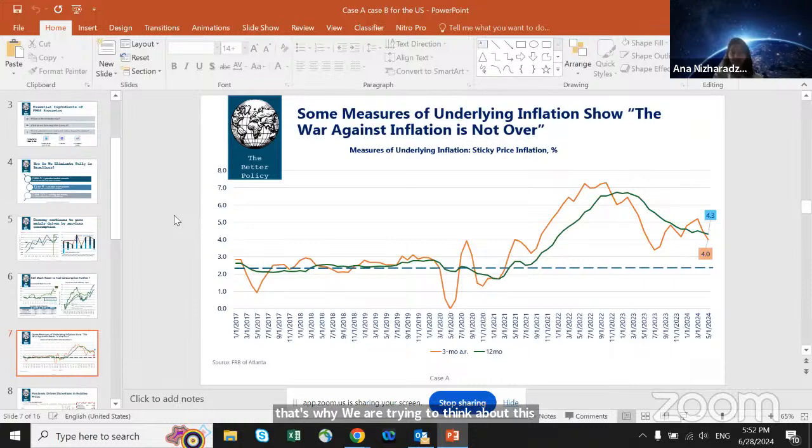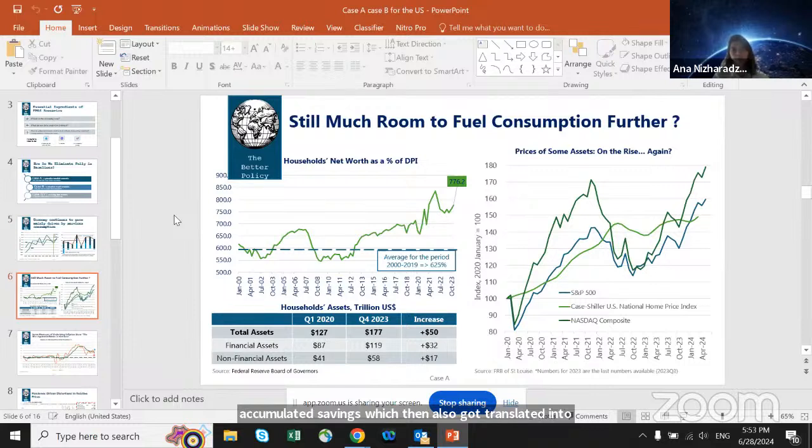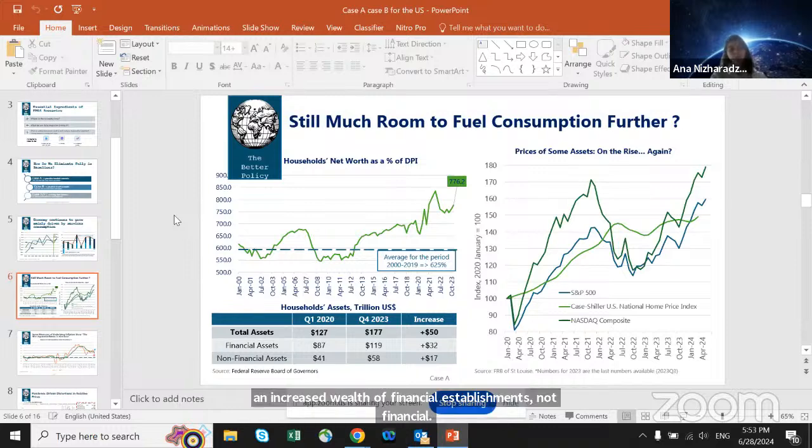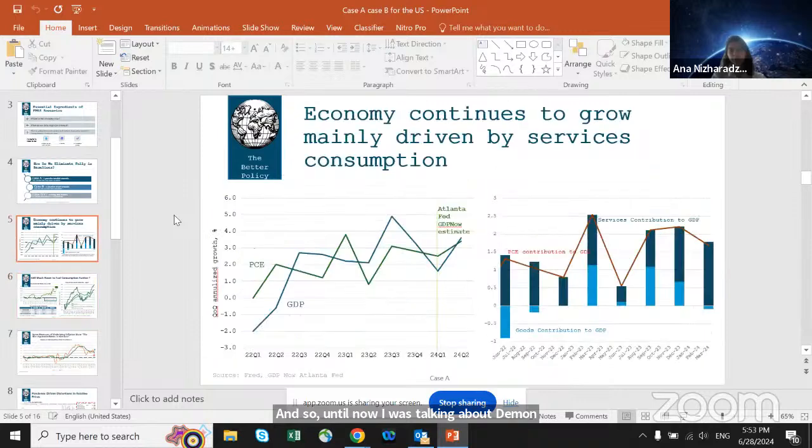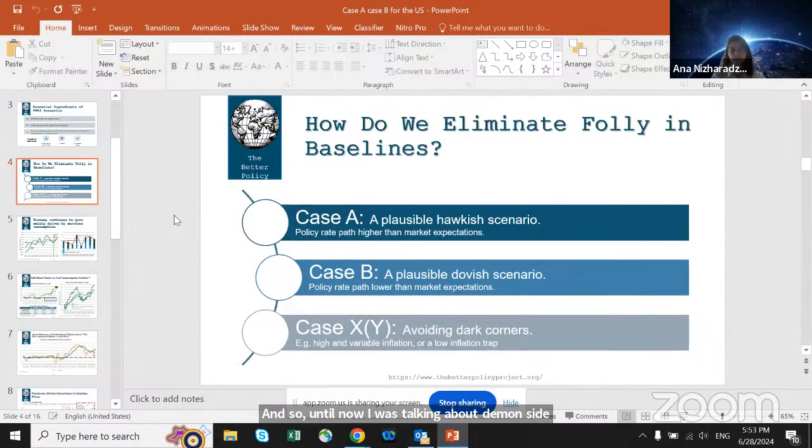Additionally, very important is that during the pandemic there were increased savings because everything was limited and it was hard to spend money. So that pent-up demand got translated into accumulated savings, which then also got translated into increased wealth, financial as well as non-financial. And up until now I was talking about demand side pressures in the case of US inflation, and this is the case A type of scenario.